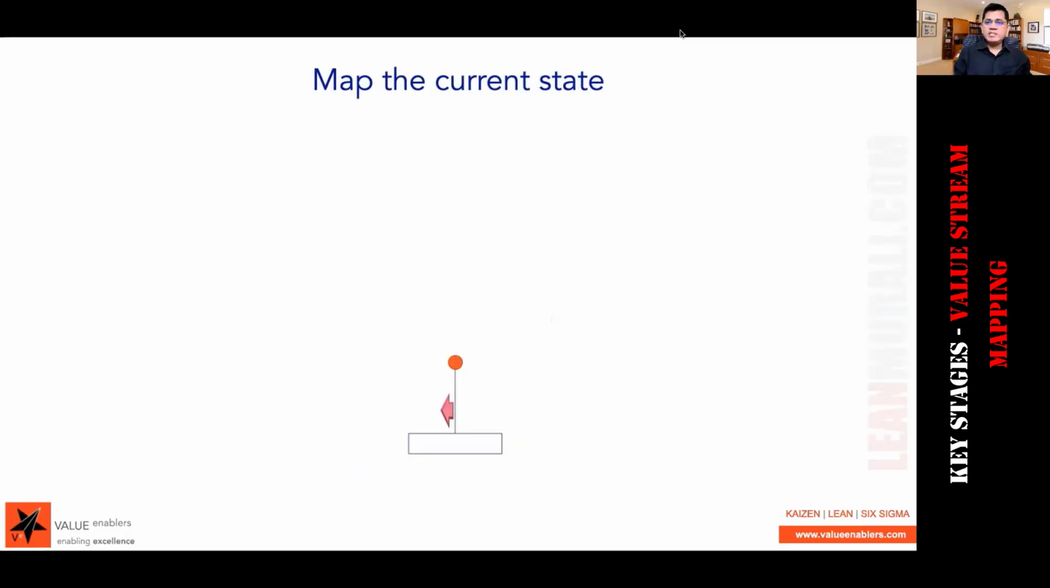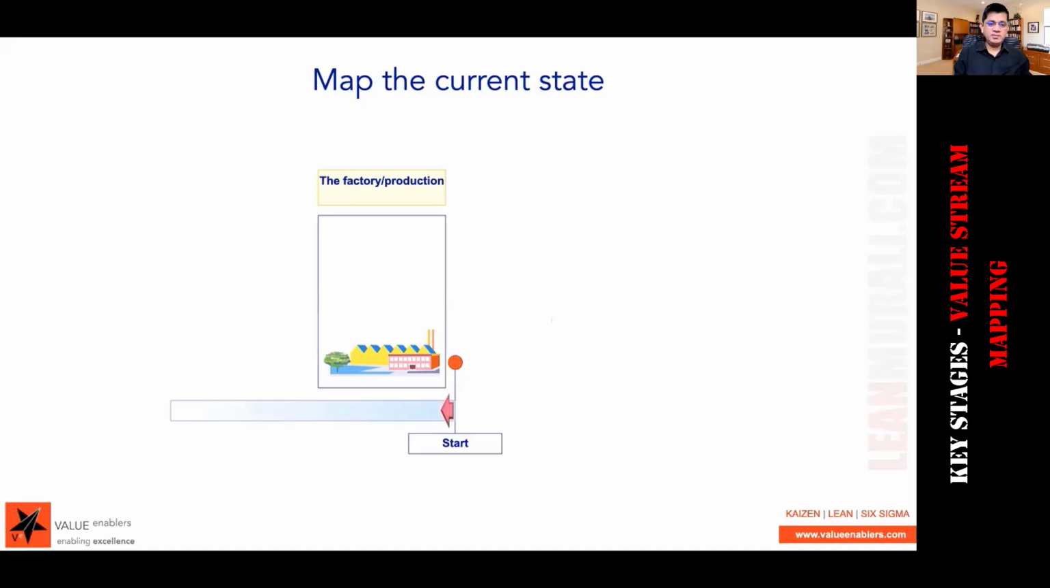All right. Now let us sink in a little bit more in-depth into this. How do you map the current state? Now, if you see the factory or production, you start from the factory.